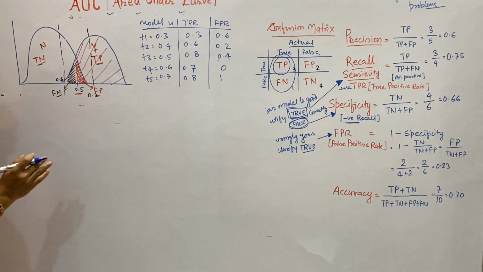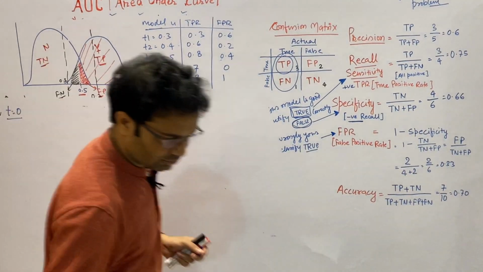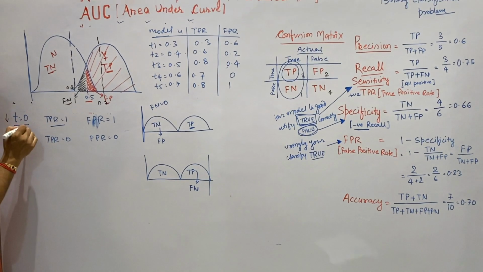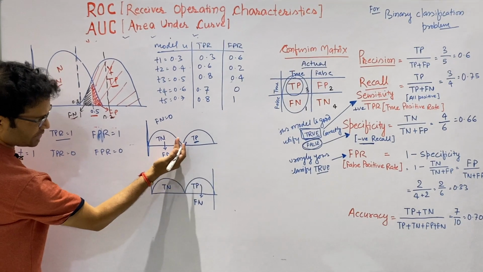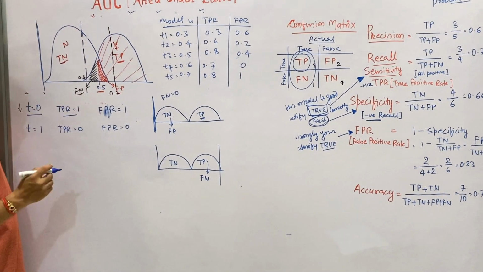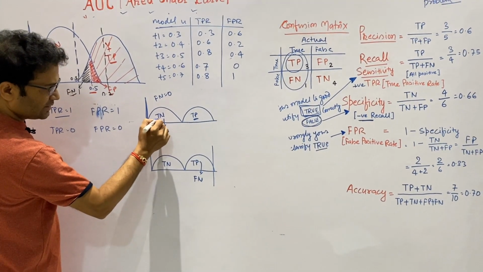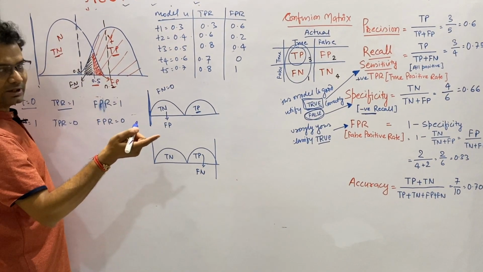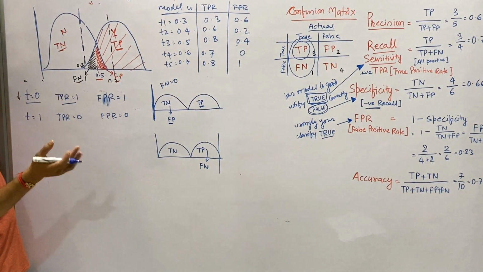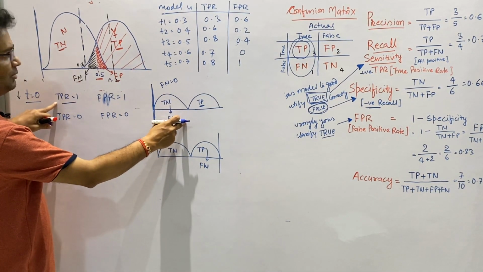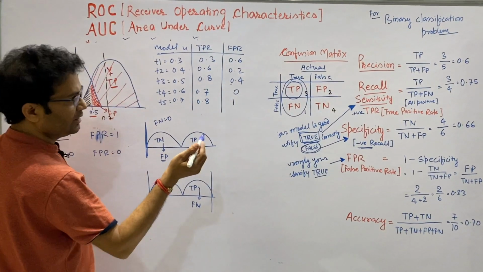But what happened? Suppose threshold is equal to 0. When you shift this threshold value to 0, everything becomes positive. This positive is positive already, and they will consider these two negatives also as positive. So they become false positives. So you have only positive values. So if you put this in the TPR, it is equal to 2 positives and 2 positives, and the false negative is 0.